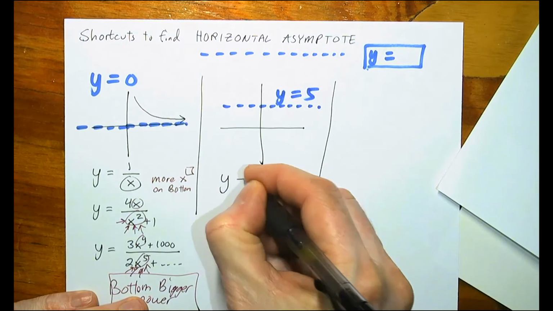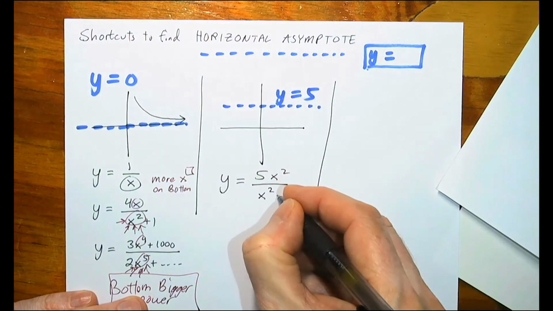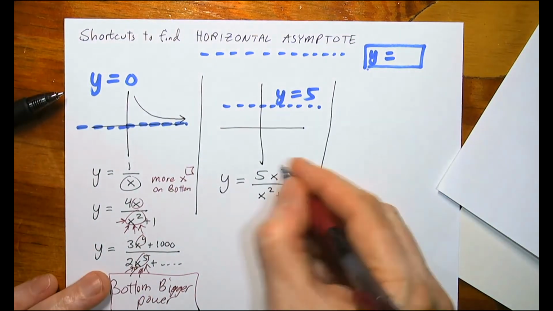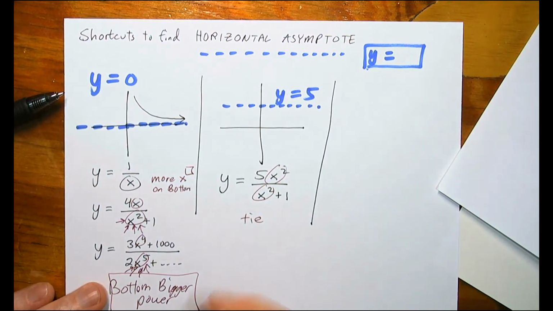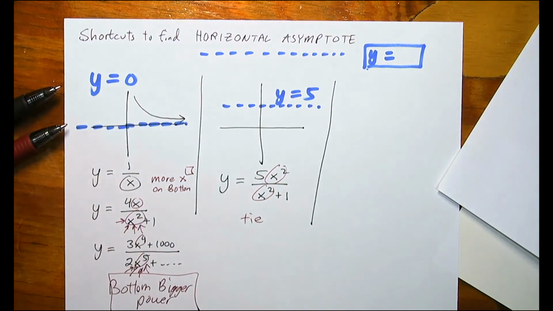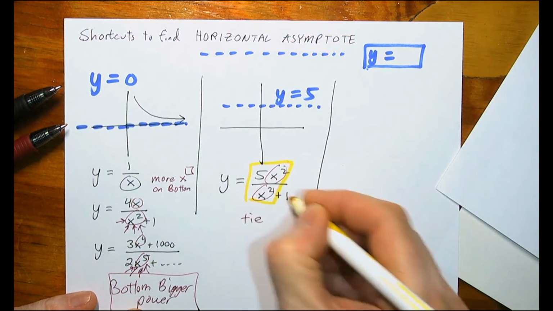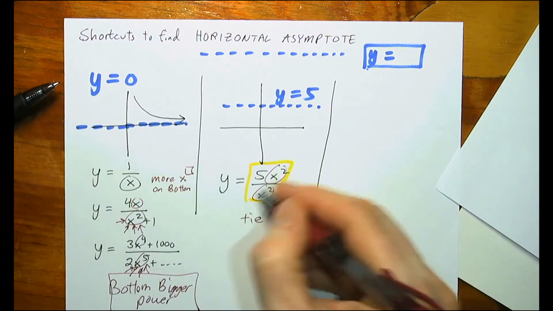I'll write one, watch this. 5x squared over x squared plus 1. This is when you've got a tie. If it's the same, then all you're going to do is look at the main part right here. You're not going to look at the rest of the insignificant money, right? Just the big money. Okay.